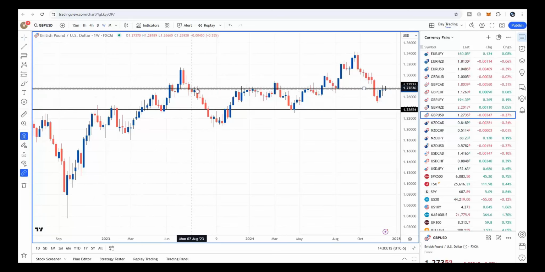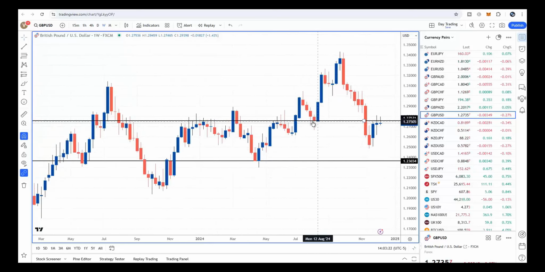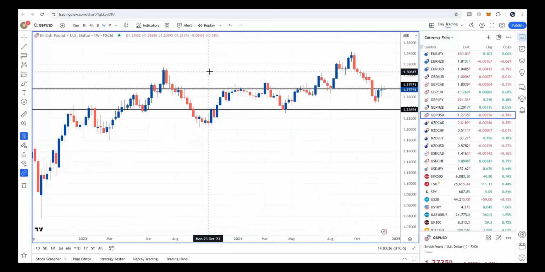It actually did touch the line. It's the wicks. Look at all the wicks that touched it in here, and the wicks that touched it here, and the wicks, you know, actually the body came down into here. So this is a very good level to watch for a reaction.